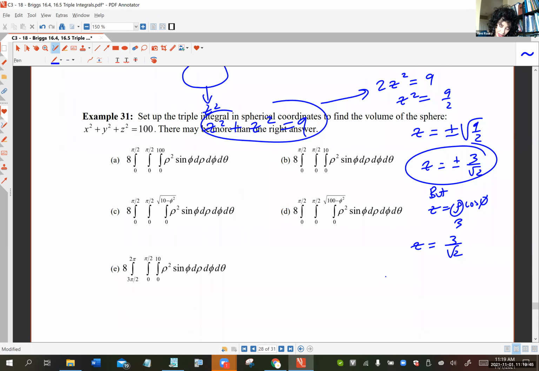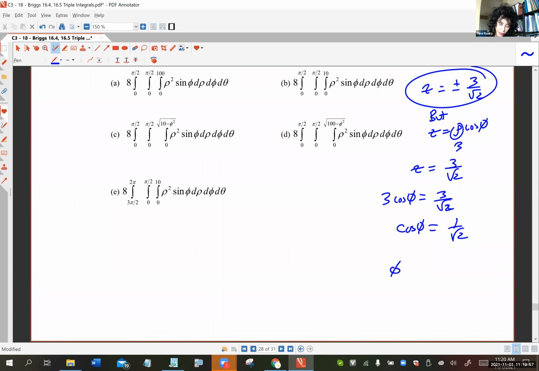But z is also equal to 3 cos phi. So we have 3 cos phi is equal to 3 over square root of 2. If we divide out by 3, we get that cosine phi is 1 over square root of 2. And you may be going, why am I doing all this? Because remember, we're trying to find out the limits on phi.